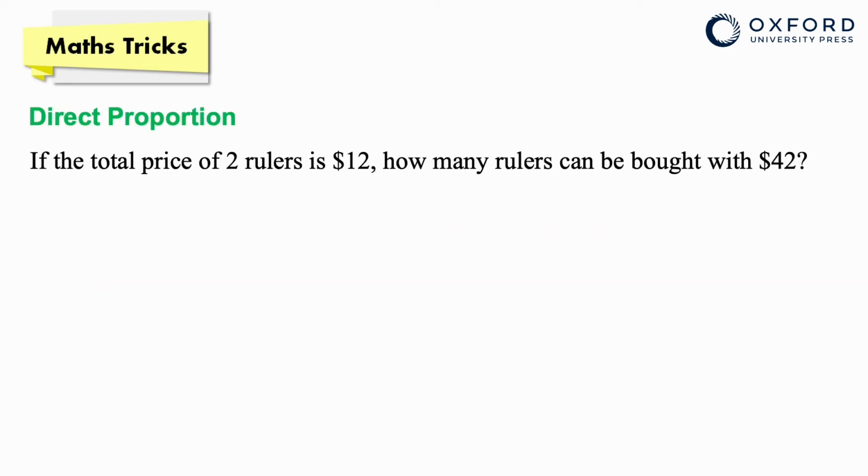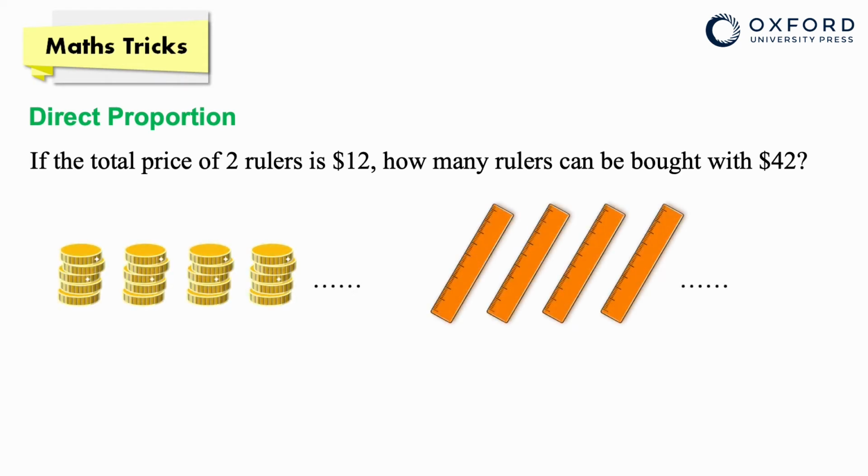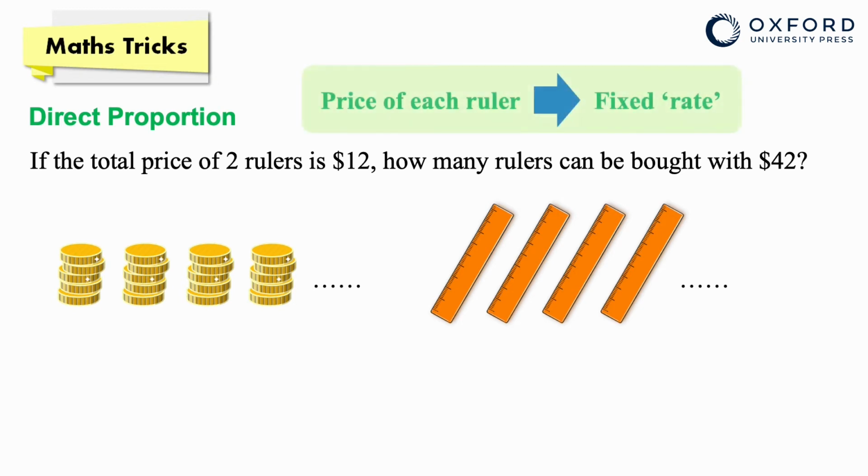Let's look at an example about direct proportion. If the total price of 2 rulers is $12, how many rulers can be bought with $42? It is obvious that more rulers can be bought with more money. The price of each ruler remains unchanged, which is the fixed rate. So, we confirm that the two quantities are in direct proportion.